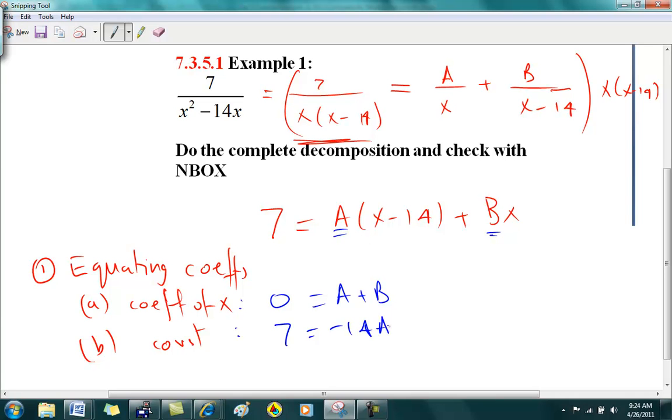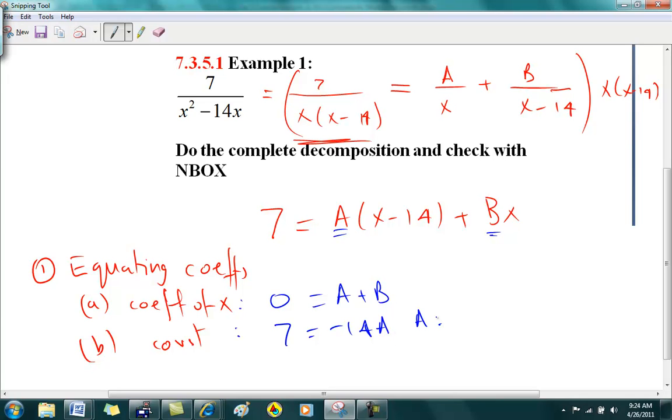Okay, so please make sure you understand what I'm doing here. This is negative 14 times a, which is going to be a constant. Remember, a and b are simply numbers. They may be fractions, they may be decimal numbers, whatever. And so I get an equation in A.